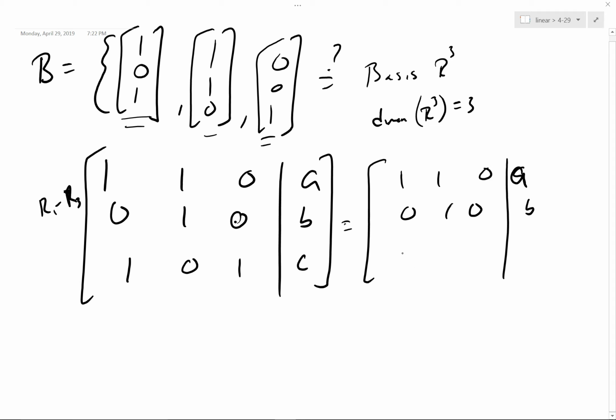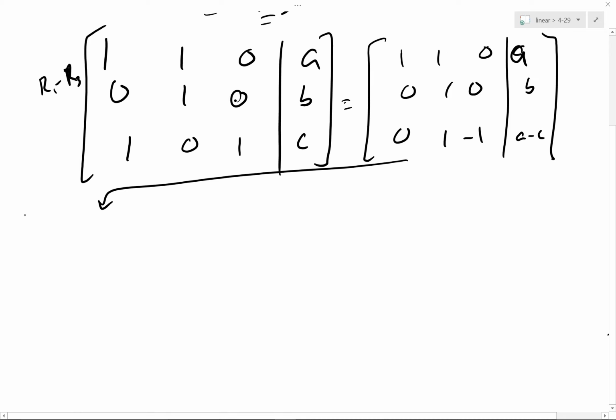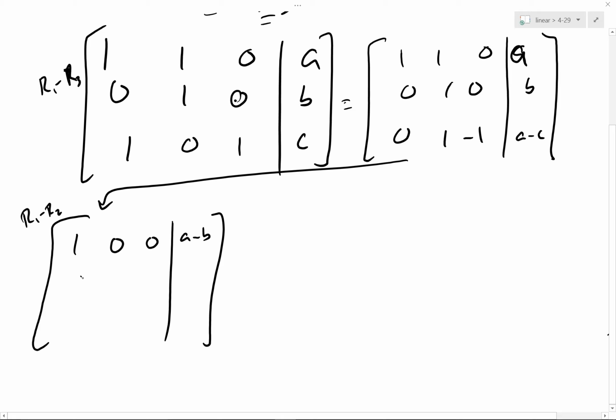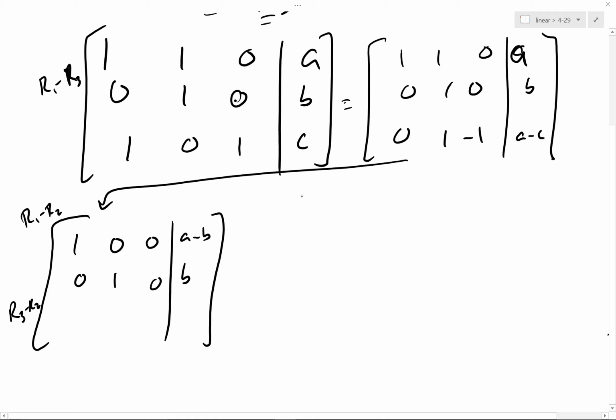And then of course I'm going to get 0, 1, negative 1, A minus C. And then, while we're here, let's do R1 minus R2, which would give me 1, 0, 0, A minus B. And then let's do row 3 minus row 2. And so it'd be 0, 0, negative 1.